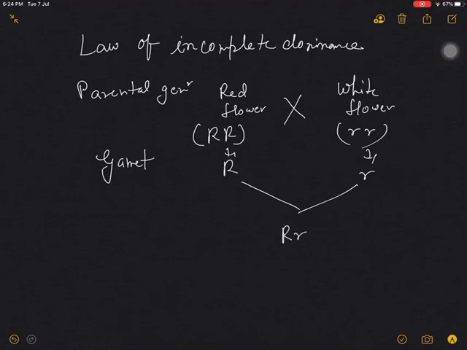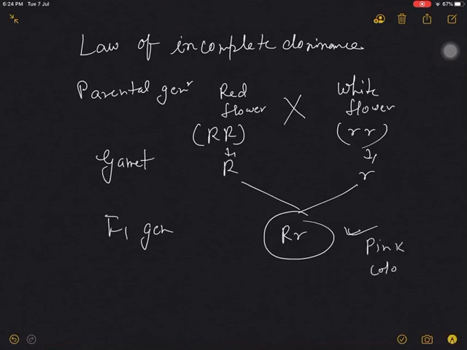So in the F1 generation, according to Mendel, all plants should be red, but here red does not appear. An intermediate character appears, that is pink color flower. So Correns observed that in some cases the dominant character appears only partially in the F1 generation. That's why it is known as the law of incomplete dominance or law of partial dominance.